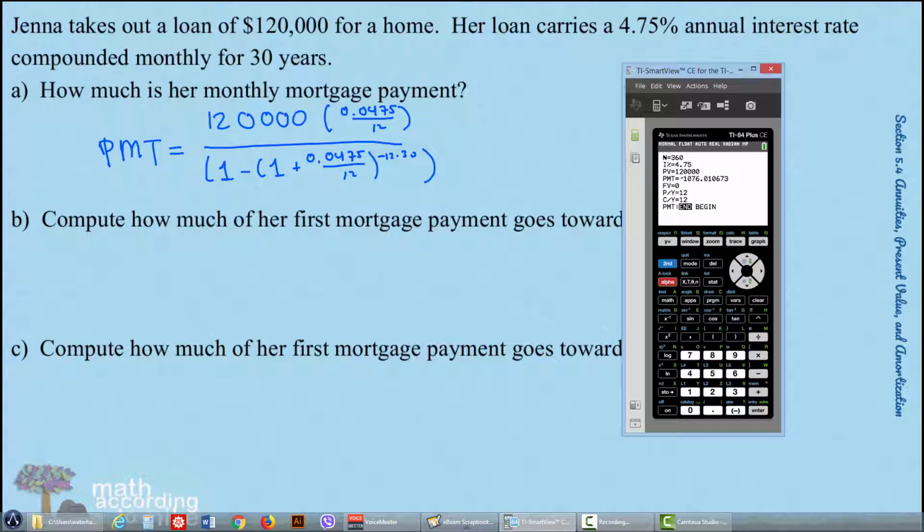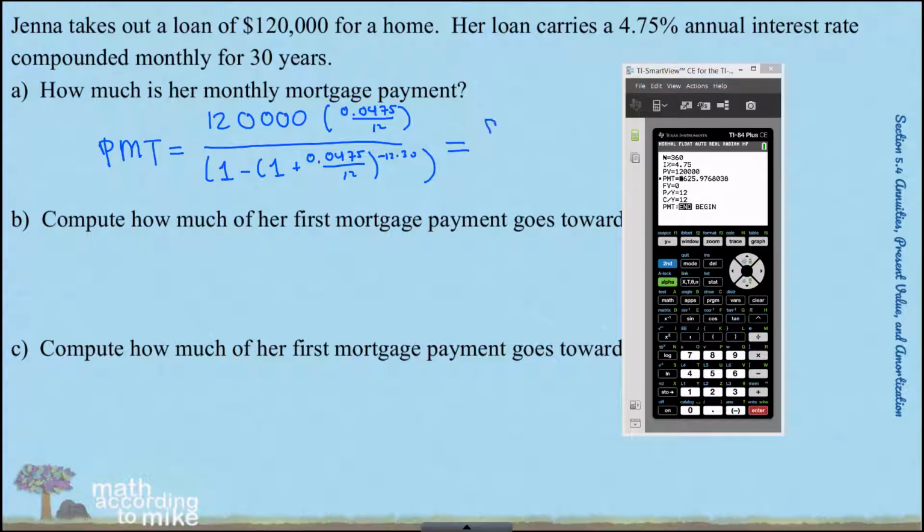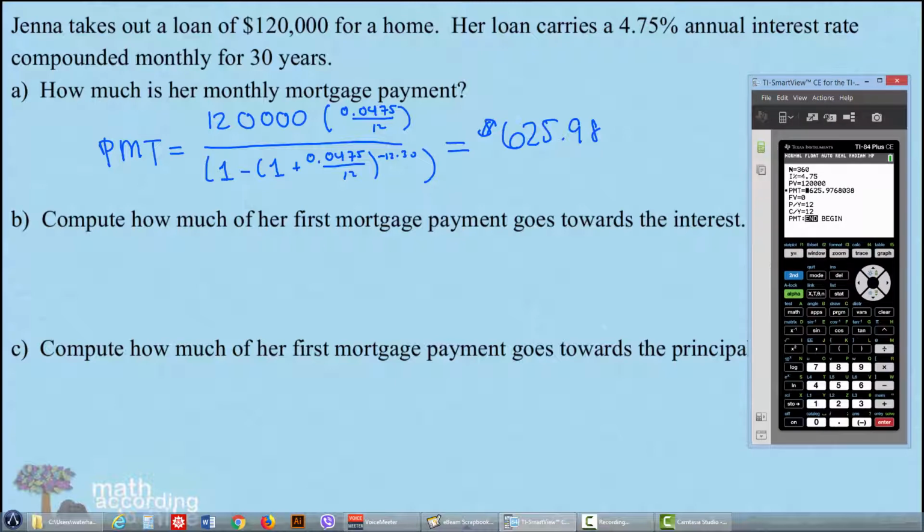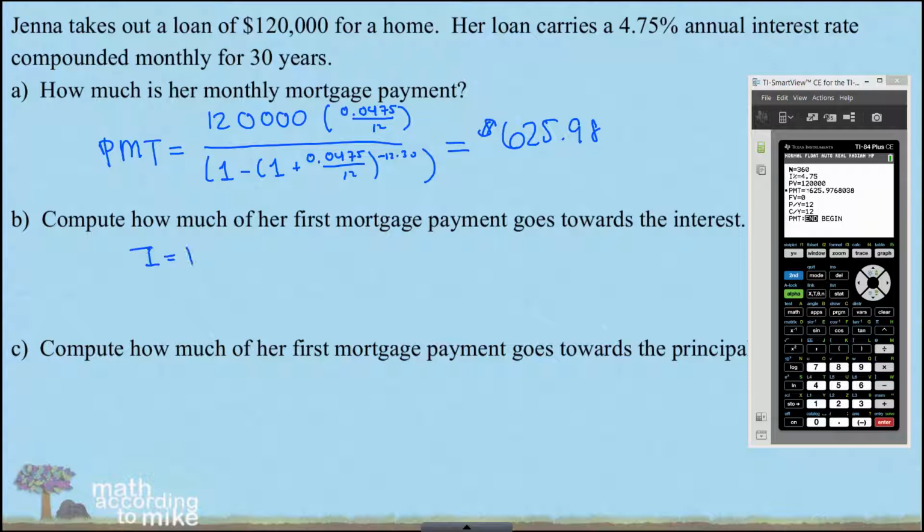We're going to do alpha solve. So her mortgage payment is $625.98. So now we're going to figure out how much of that money goes towards interest and how much goes towards principal. Well, each month is considered one period. Because it's considered one period, we can use I equals PRT to figure out the interest.